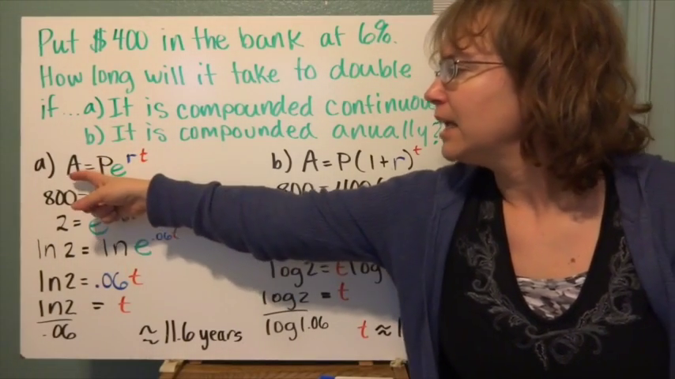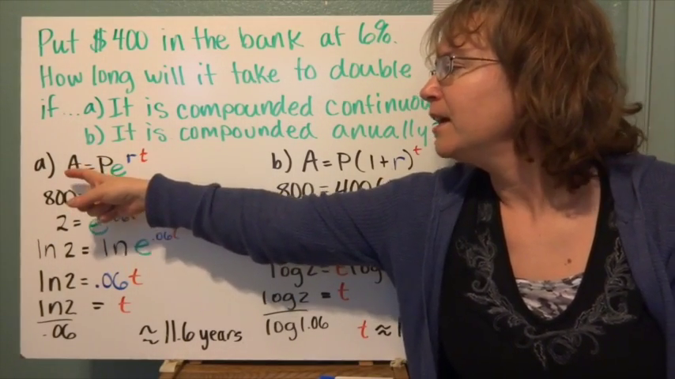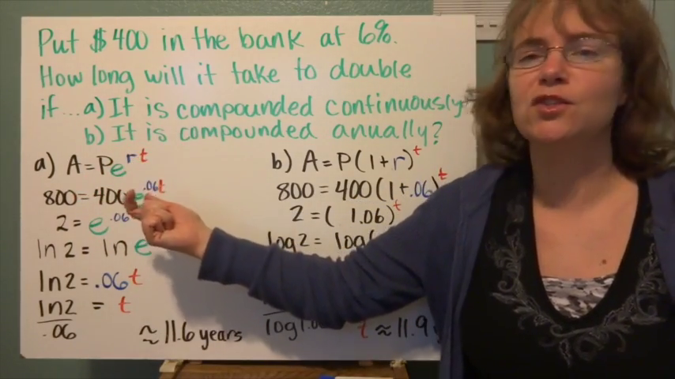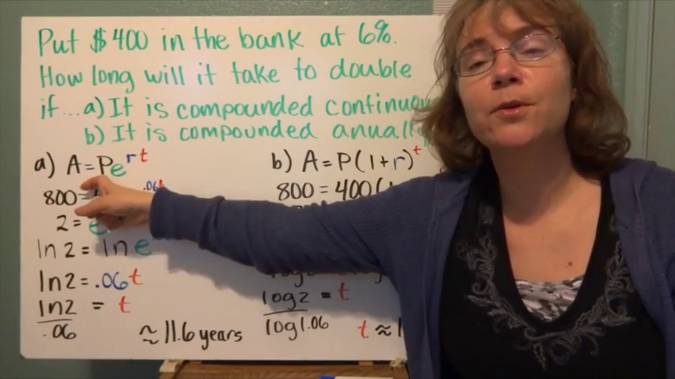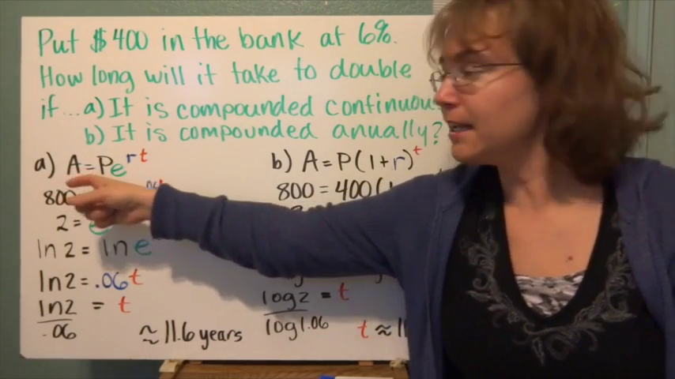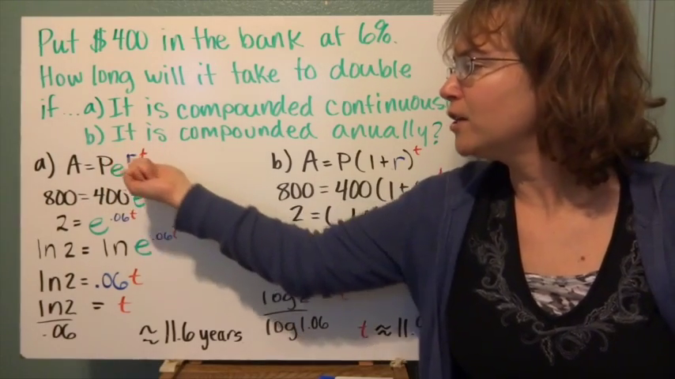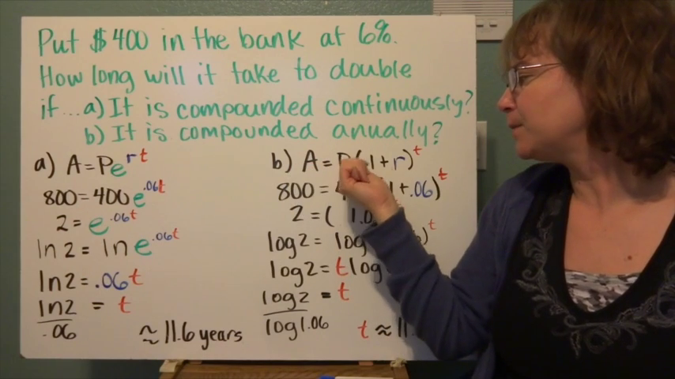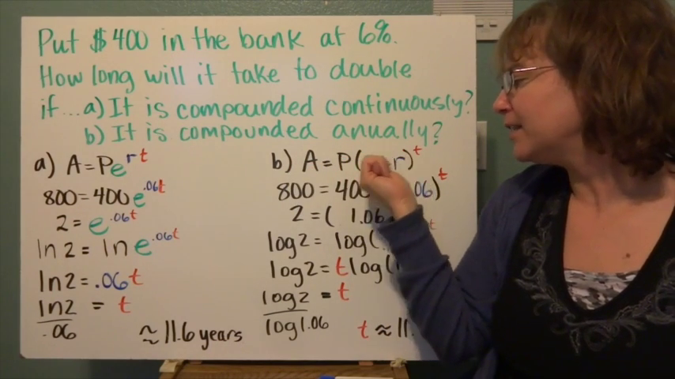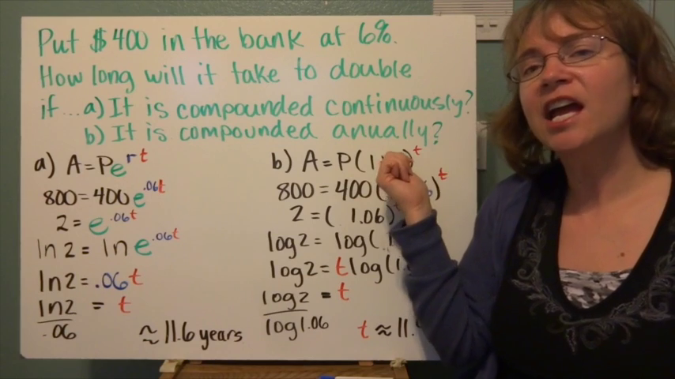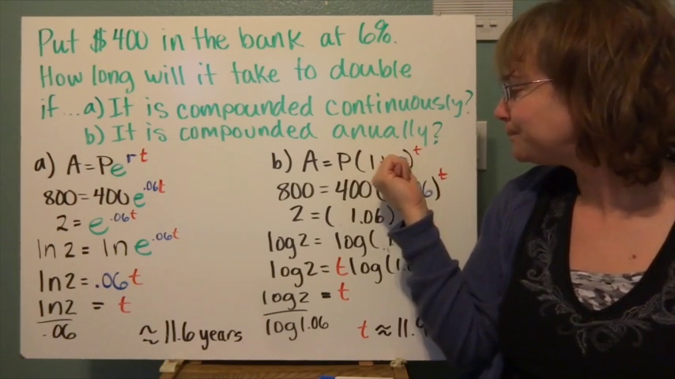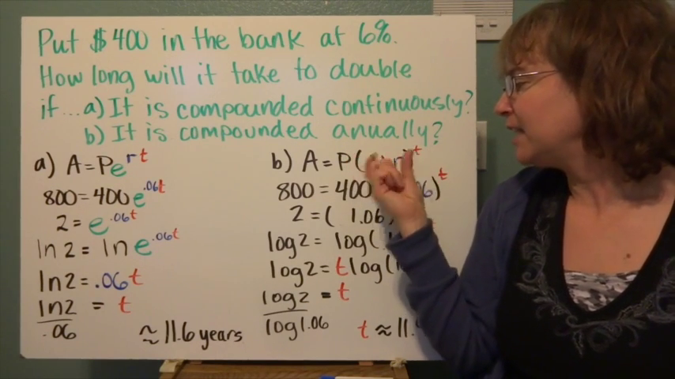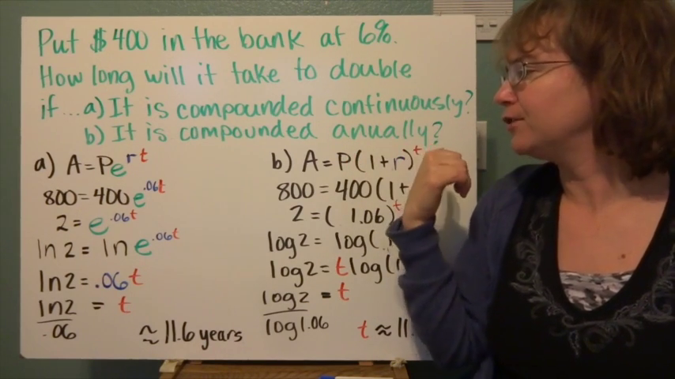So here is our compounded continuously formula. A equals P e to the RT, looks just like our other exponential equations we've been working with, where P is the principal or initial amount, A is the ending amount, e is just our number, r is the rate in decimal form, and t is time. Our other equation, A equals P times (1 plus r), and it's a growth equation, so that's why it's plus r. If it were a decay, it would be minus r, to the t power, and t is in years. So you're just taking this, and once a year you're compounding the interest.